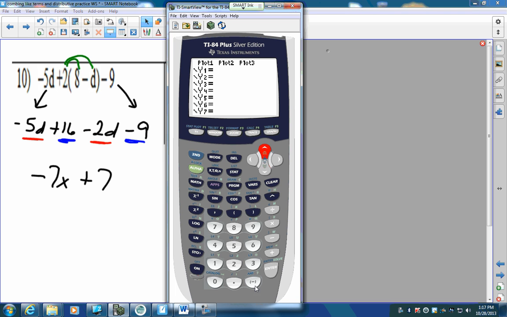I'm going to put in there negative 5x plus 2, parentheses, 8 minus x, minus 9. And in y2, negative 7x plus 7. Second graph. All of y1 and y2 should be the same.